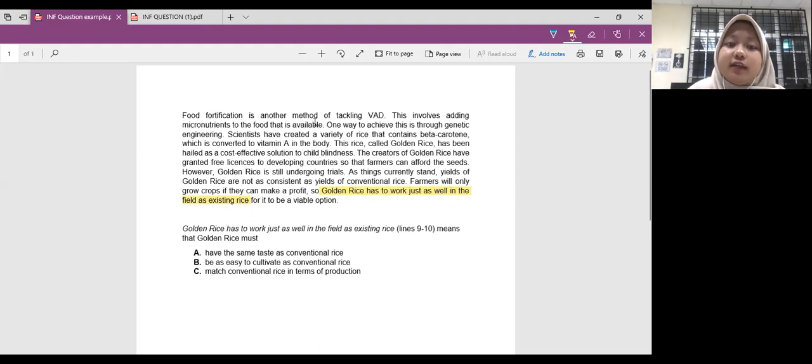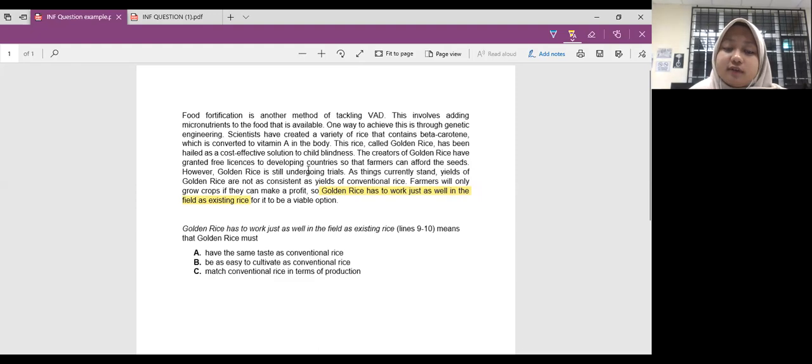Food fortification is another method of tackling VAD. This involves adding micronutrients to the food that is available. One way to achieve this is through genetic engineering. Scientists have created a variety of rice that contains beta-carotene, which is converted to vitamin A in the body. This rice, called golden rice, has been held as a cost-effective solution to child blindness. The creators of golden rice have granted free licenses to developing countries so that the farmers can afford the seed.